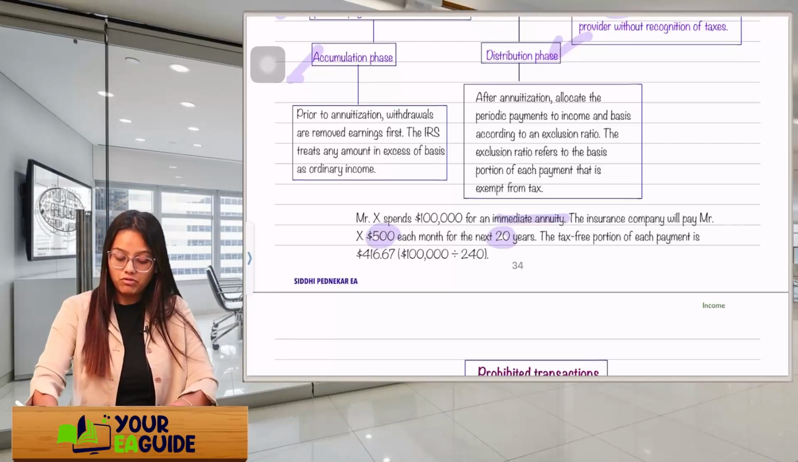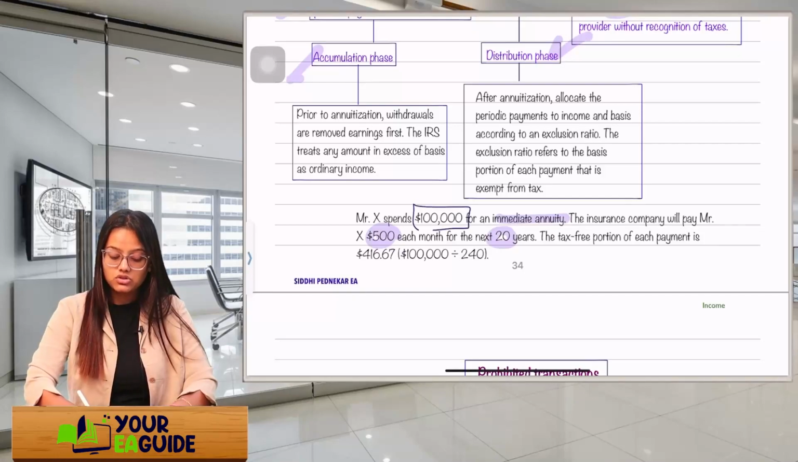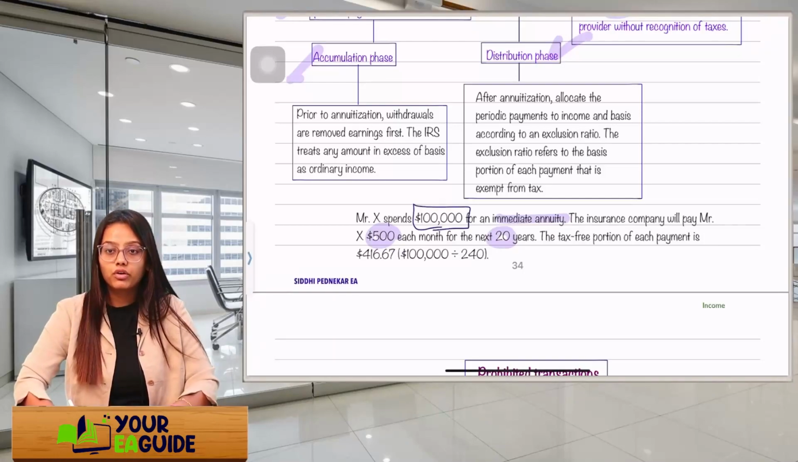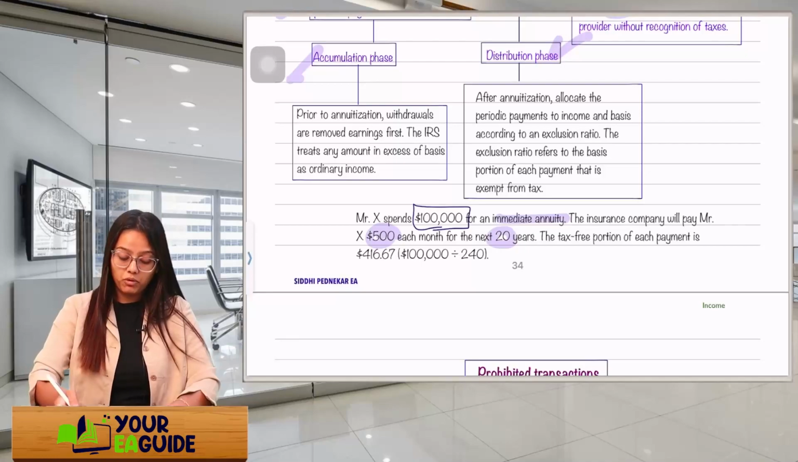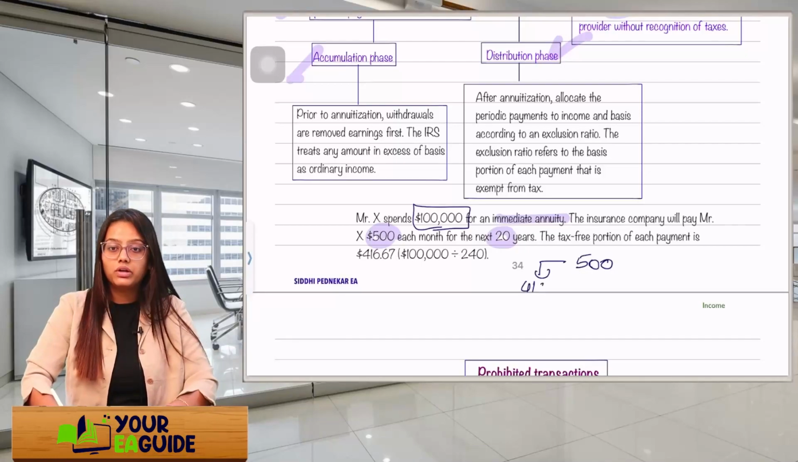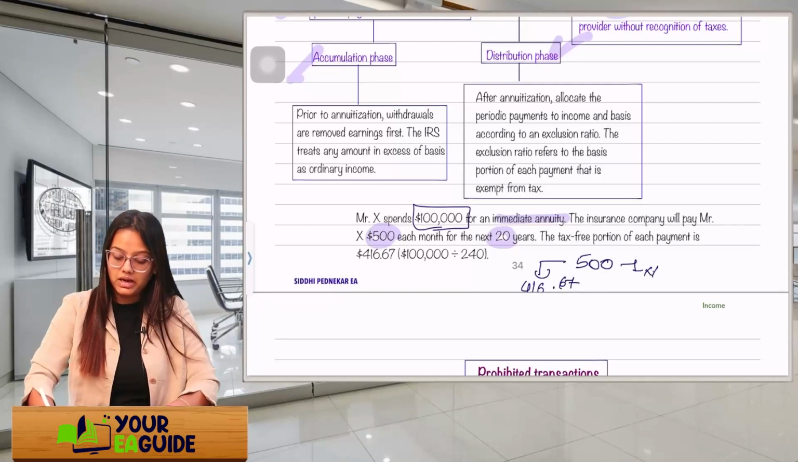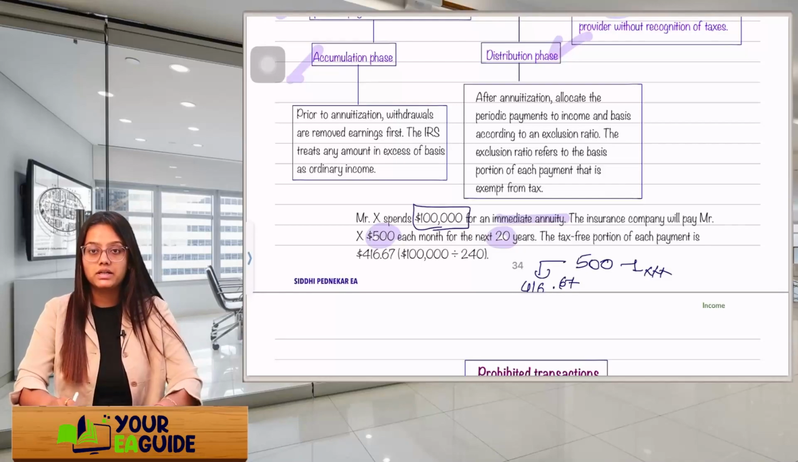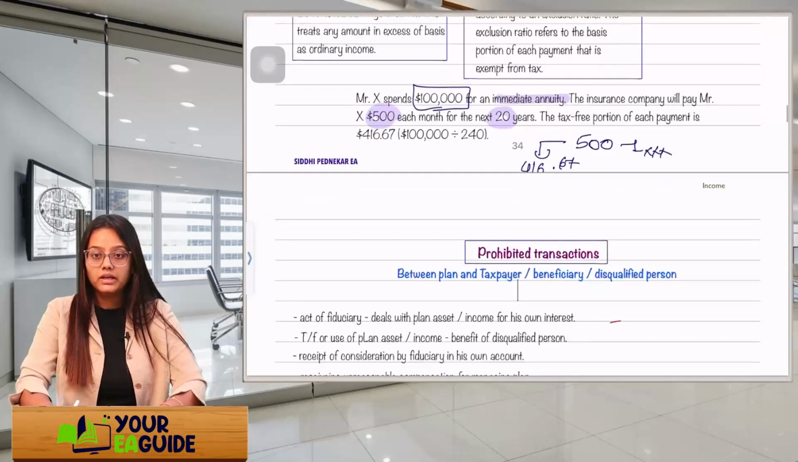So let's see what is the cost which he incurred. So $100,000 divided by 240, his tax-free portion out of this $500, the cost of this annuity, is $416.67 and the remaining amount will be liable to tax. Remaining is taxable. Okay, clear guys?